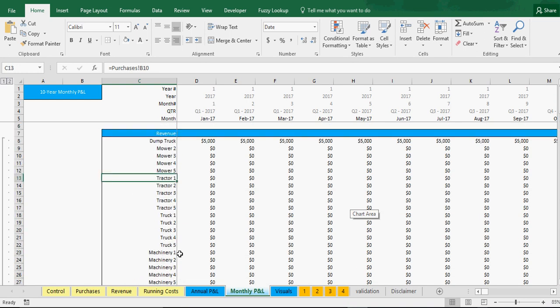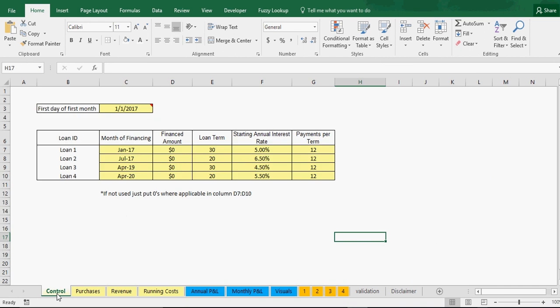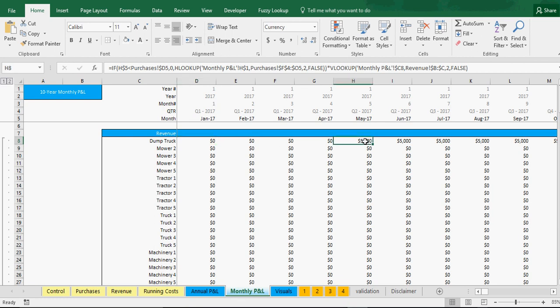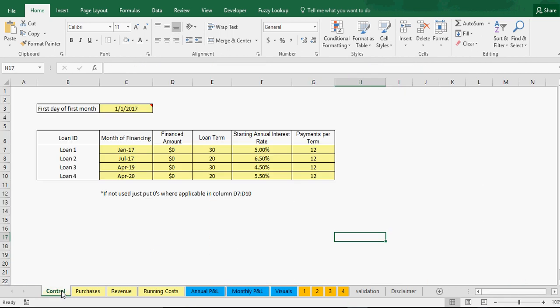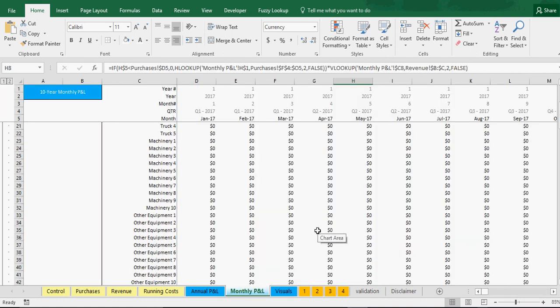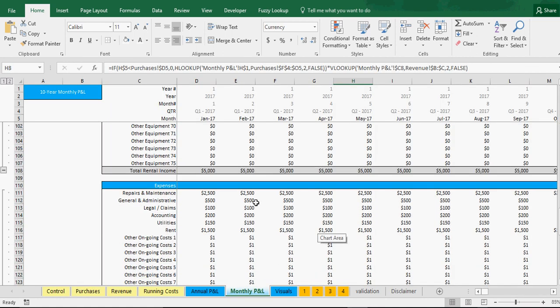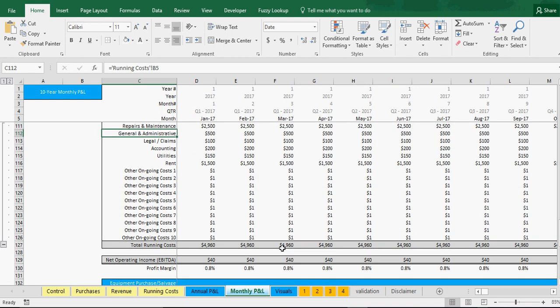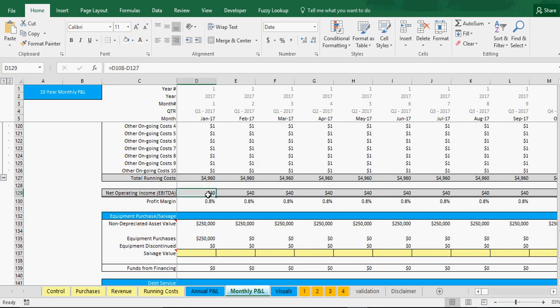And it's going to be time based, so you can see this starts in January. If I were to have switched the start date on this to, let's say, May, you can see, oh, look at that, the revenue doesn't start until May. So great, that works. So there's the revenue per equipment item, rental income. We've got the total rental income, then we have all our operational expenses, like I said, the repairs and maintenance, general, legal. It's all pretty cut and dry. Our net operating income, or EBITDA.